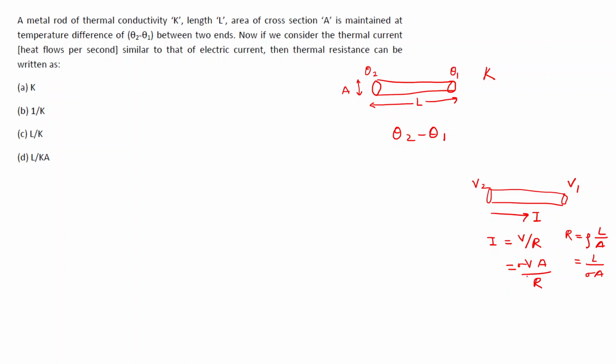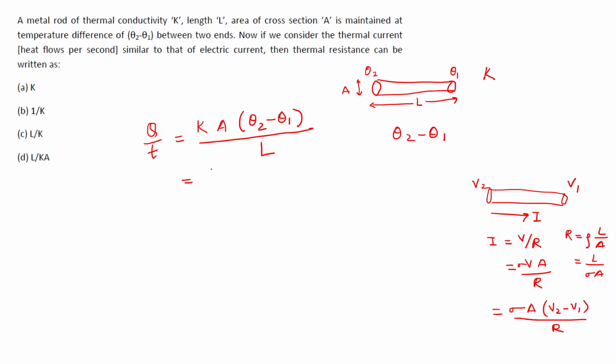The same way for thermal conductivity, we had understood that there is something called heat transfer rate, which is given by thermal conductivity constant times area of cross section times the temperature difference, divided by L. In electrical conductivity, V is actually the voltage difference, so it's V2 minus V1 divided by R. For the flow of heat transfer, the expression is this divided by L, or I can write it as theta 2 minus theta 1 divided by, if I take this also to the denominator, L divided by KA.